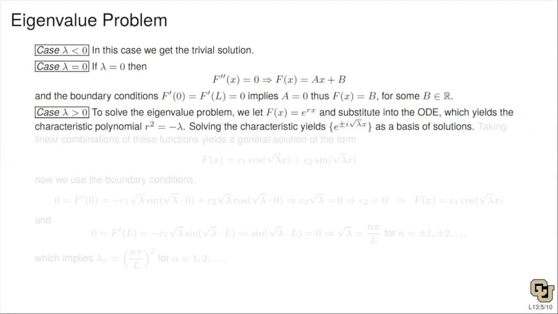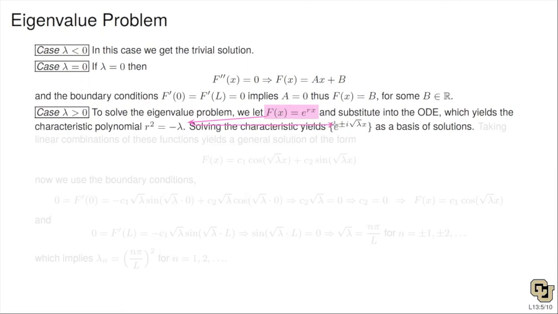For lambda greater than 0, this is all good review for the test and just the material. It's about learning, right? So to solve the eigenvalue problem, when lambda is greater than 0, we let f of x equal e to the rx. Then you get the characteristic equation, r squared equals minus lambda.